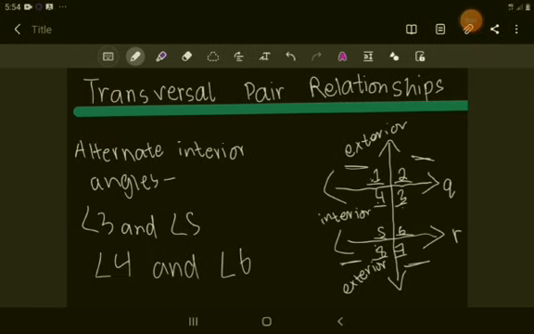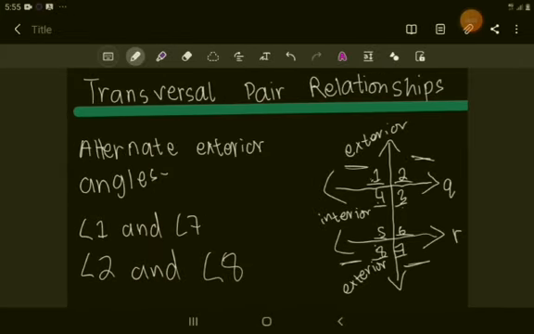Now, alternate interior angles are non-adjacent interior angles that lie on the opposite sides of the transversal. But as we learned, consecutive interior angles are on the same side and they're interior, right? Same here. Alternate interior, so that means they're inside the plane but they're opposites. So examples are 3 and 5 and 4 and 6. As you can see, they're opposite from each other.